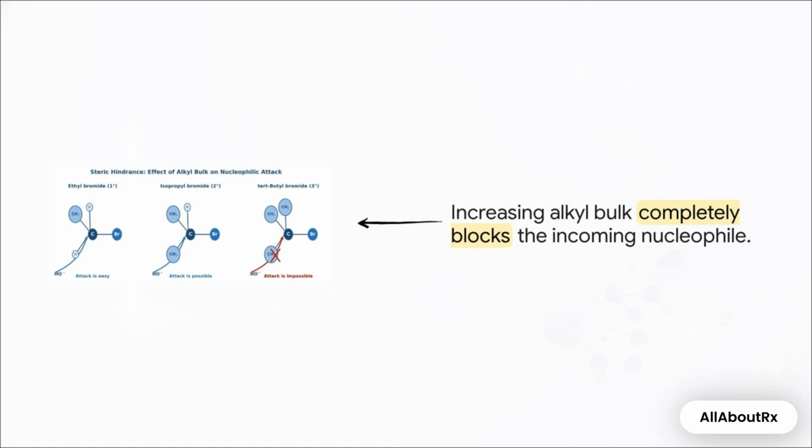With ethyl bromide, the nucleophilic attack is super easy. But if you replace those tiny hydrogen atoms with bulky CH3 groups, boom, you've created a massive physical roadblock. Notice how the attack on the tert-butyl bromide is completely blocked. It's impossible. The space is just way too crowded.